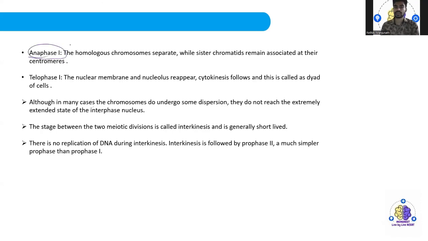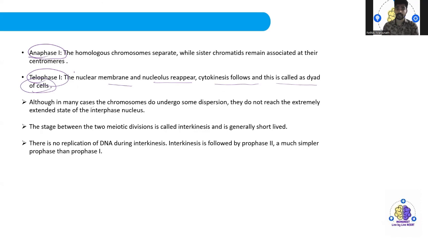So after prophase 1, you are going to observe anaphase 1. The homologous chromosomes, what happens here? They get separated while the sister chromatids remain associated at their centromere. Then we have telophase 1. In telophase 1, what happens? The nuclear membrane and the nucleus reappear. Then cytokinesis follows, and this is called the dyad of the cell.